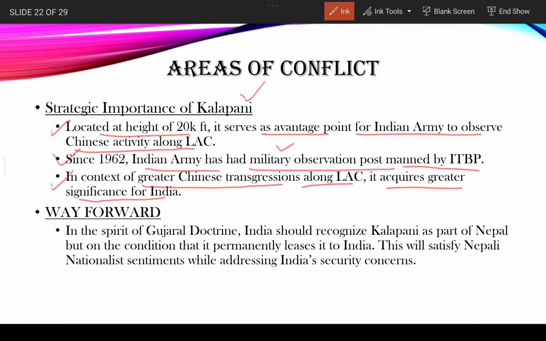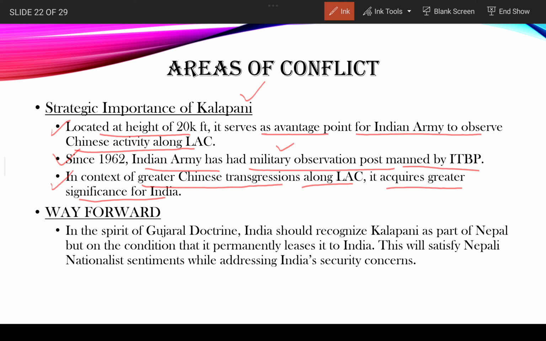Now, what can be the way forward? The way forward can be in the spirit of the Gujral Doctrine. India should recognize Kalapani as a part of Nepal, but on the condition that Nepal gives it to India on a permanent lease. This will satisfy Nepali nationalist sentiment while addressing India's security concerns, right? So this can be written as the way forward about this region.